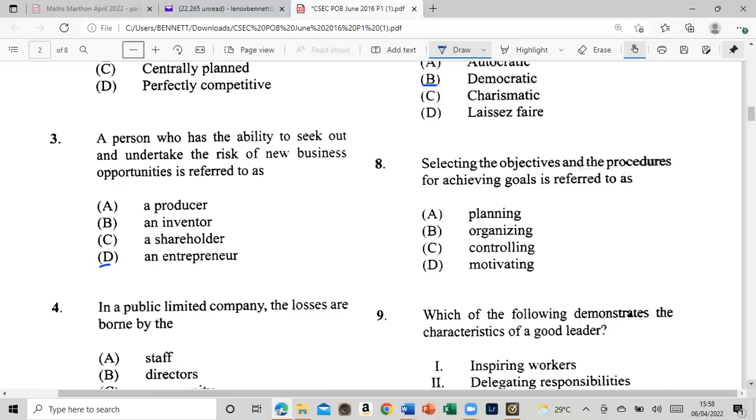All right, number eight. Selecting the objectives and the procedures for achieving goals is referred to as, is it A, planning, B, organizing, C, controlling, or D, motivating? And that is indeed planning.